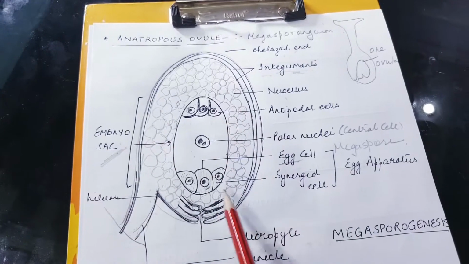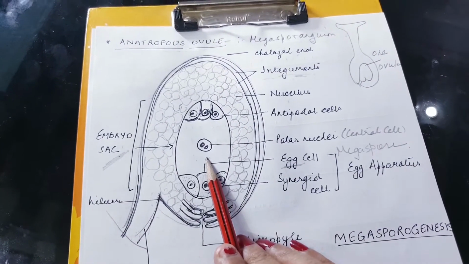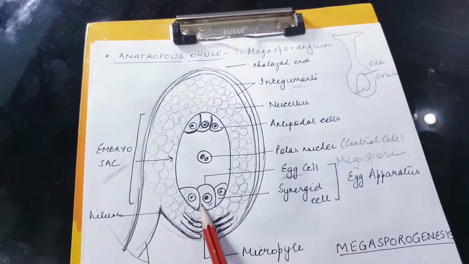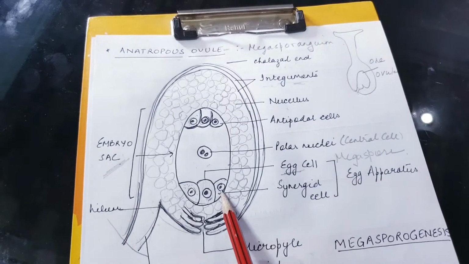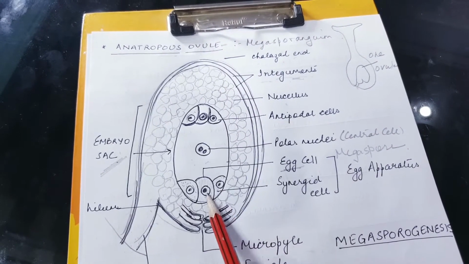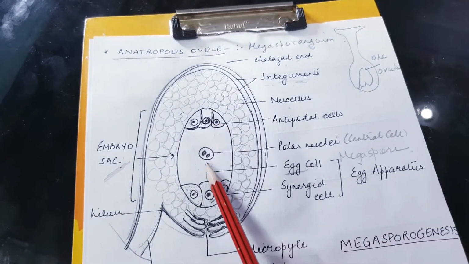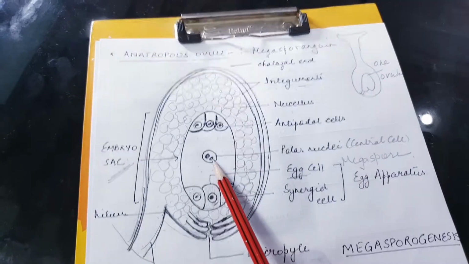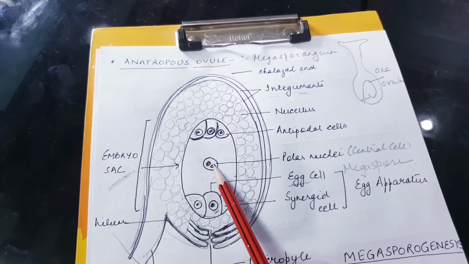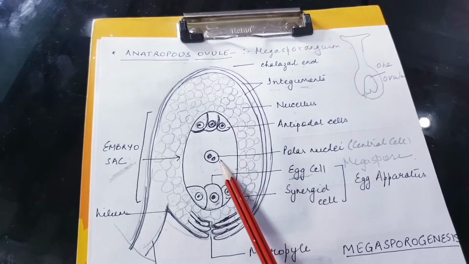What is the speciality of the embryo sac? It contains 7 cells but 8 nuclei. 1, 2, 3, 4, 5, 6, 7. So a 7-celled stage is there. But why 8 nuclei? Because the rest of the cells have one nucleus per cell, but the central one contains 2 nuclei within the common central cell. So in totality, the number of nuclei is 8, but the number of cells is 7.